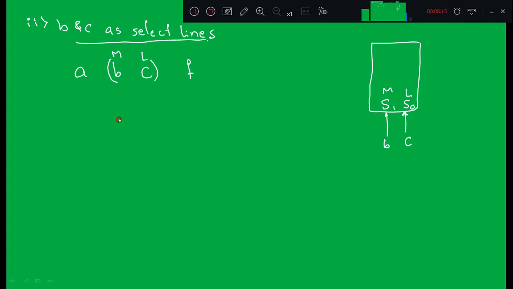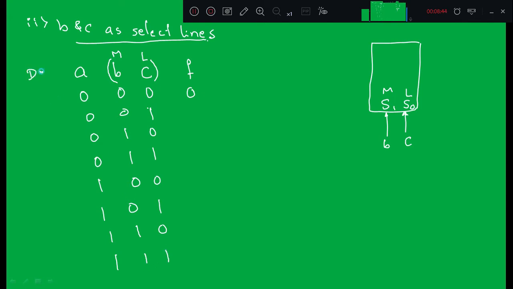Next, finish this truth table, okay? Now A will appear on the data line because we are connecting B and C to the select lines. So what is the function? Just observe. First I'll write the input combinations: 0 0 0, 0 0 1, 0 1 0, 0 1 1, 1 0 0, 1 0 1, 1 1 0, 1 1 1. The decimal equivalents are 0 1 2 3 4 5 6 7.